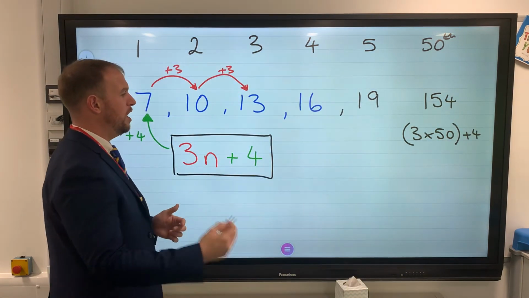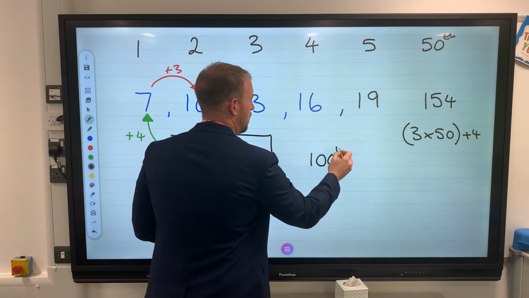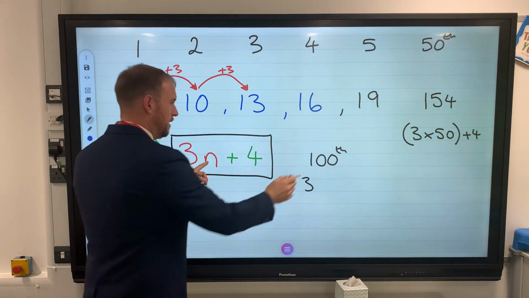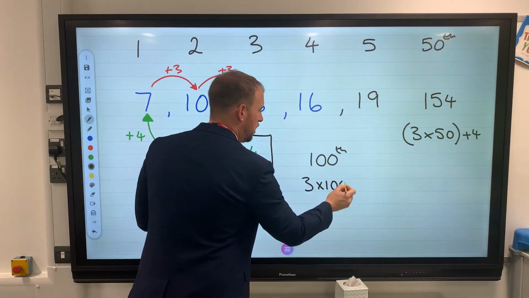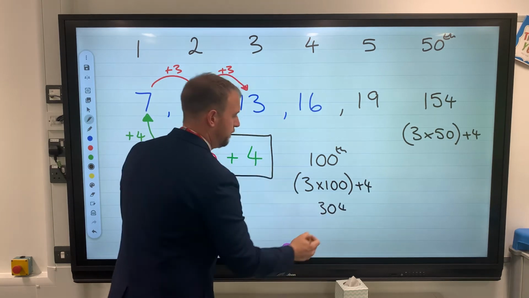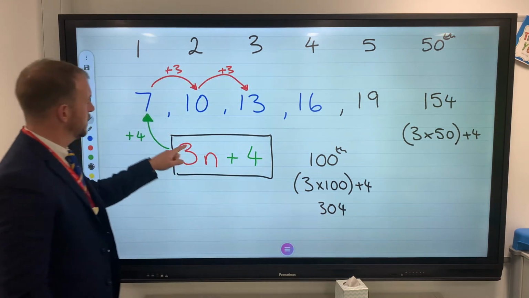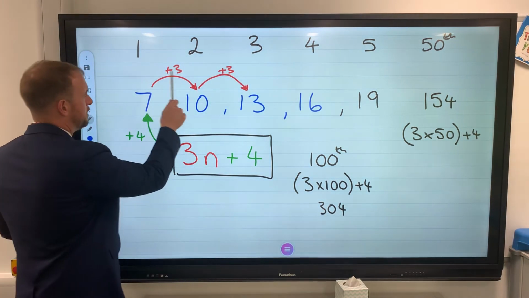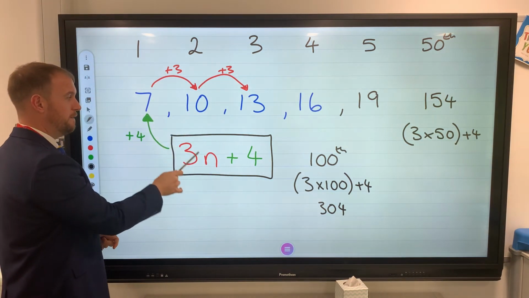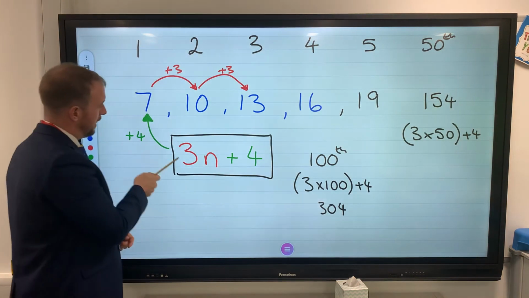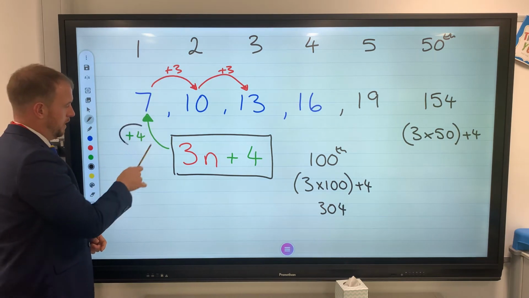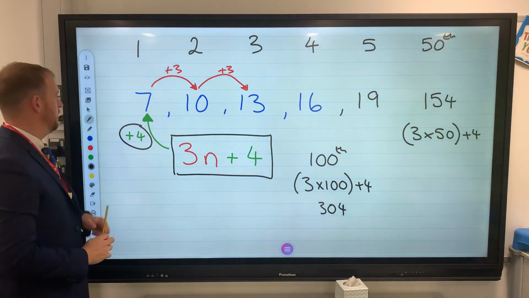We could work out the 100th term, that 100th number on the sequence, by substituting the n for 100, by having 3 times 100 add 4 to make 304. So to calculate the nth term, the difference between the terms, or our term-to-term rule, is the coefficient. It's the number in front of the n. Then the relationship to get from this coefficient to the first term is what goes after the n.